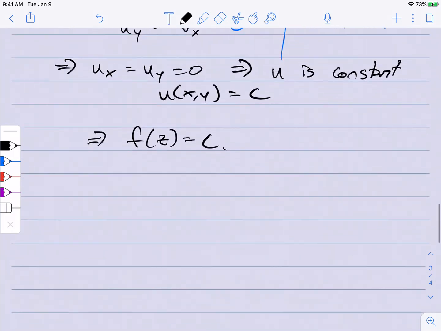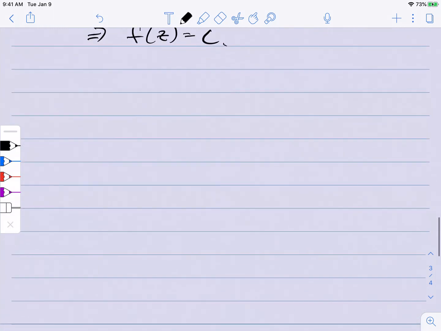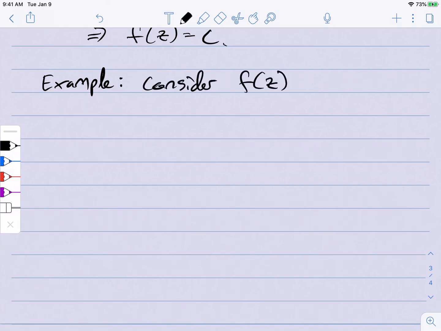And so already this shows you that a lot of functions can't be differentiable in the complex sense. So for example, we looked at that function previously defined by, so maybe I'll write, consider the function f of z is equal to the real part of z. In other words, f of x plus iy is equal to just the real part, which is x. So this is a real valued function. The outputs are always just real numbers.